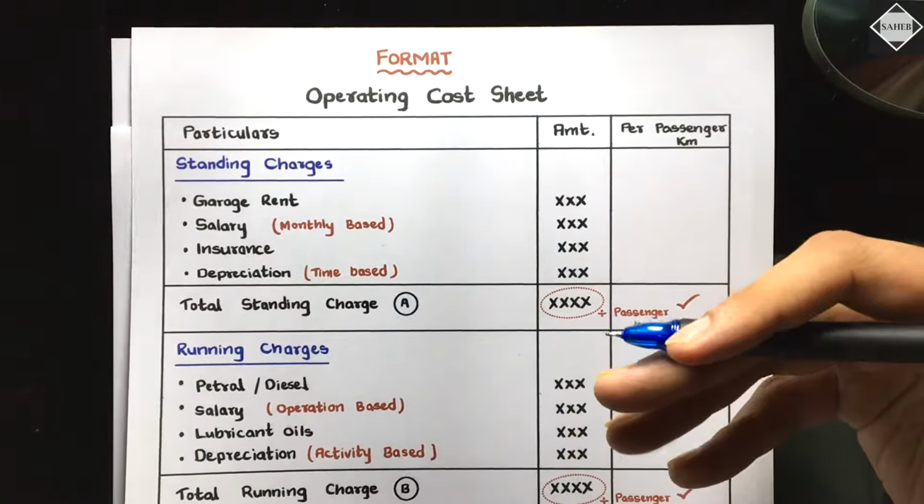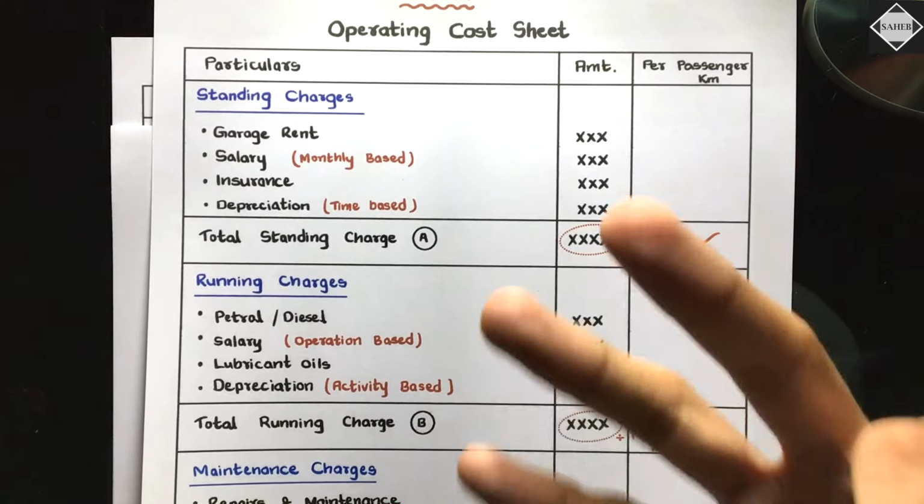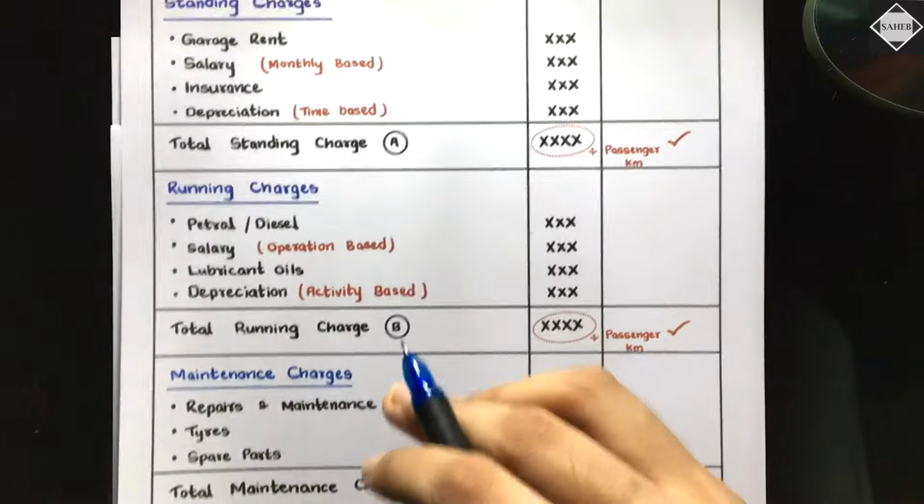So what do we do in here? Standing charges, running charges, maintenance charges, right? Three types of costs we have: fixed cost, variable cost, and semi-variable cost.